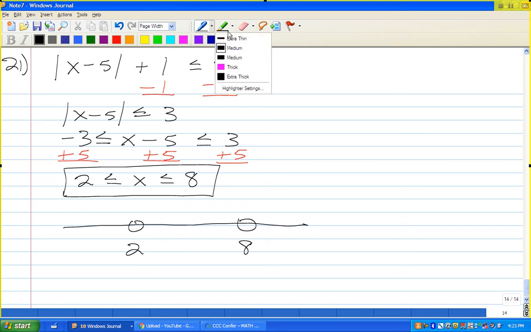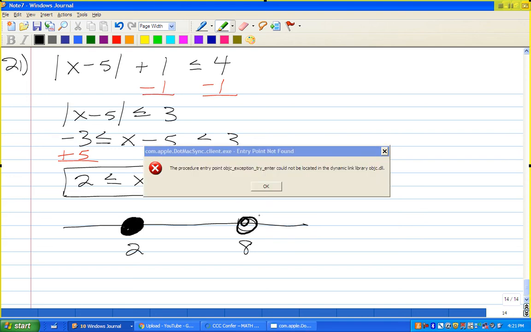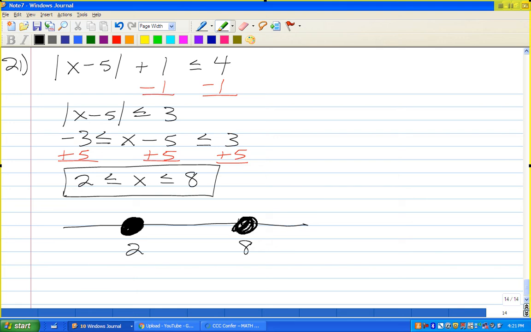It includes both 2 and 8, since there's an equal sign.